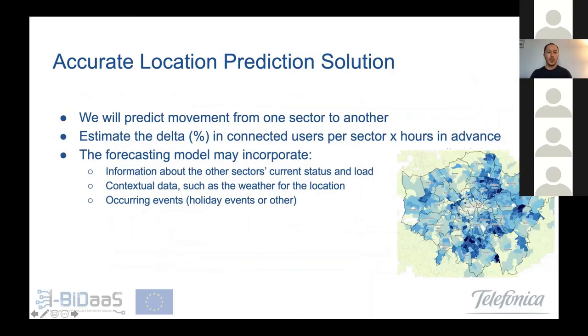And in this particular case, we want to predict movements from one sector to the other. We want to estimate the delta in the percentage of connected users per sector X hours in advance. And our forecasting model can incorporate information about other sectors, current status and load, and contextual data like the weather for their particular location or some occurring events like holiday events or others.